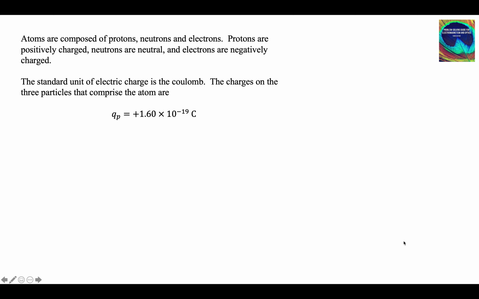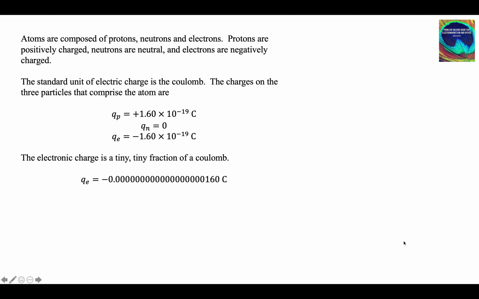The charges on the particles that comprise the atom are: the proton, plus 1.6 times 10 to the minus 19th coulombs. The neutron is neutral, has a charge of 0. The electron, minus 1.6 times 10 to the minus 19th coulomb. So the electronic charge is a small fraction of a coulomb, 10 to the minus 19th. That is a lot of zeros.